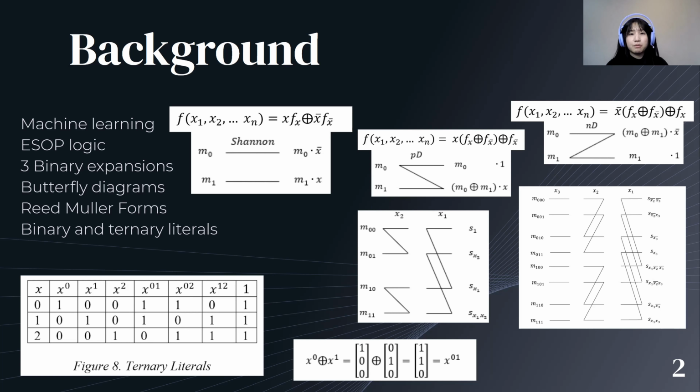The function can be written as an exclusive sum of products from its minterms, or ESOP. Each input variable can be expanded one of three ways in binary ESOP to yield new representations. The positive and negative Davio formulas are derived from Shannon by substituting equivalent binary variable polarities.